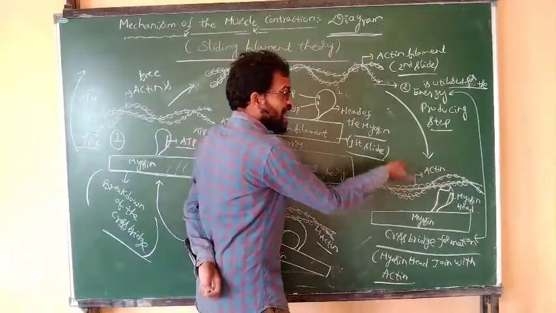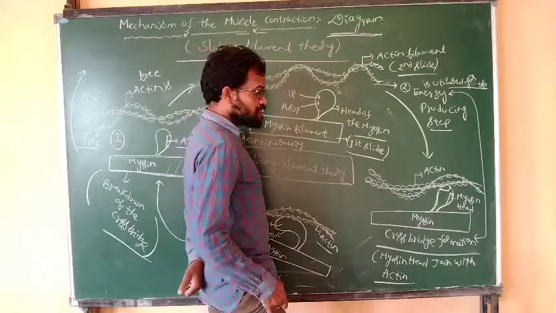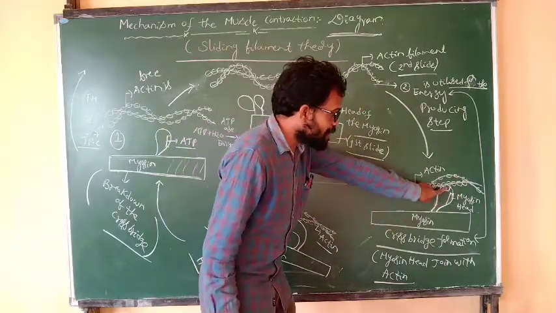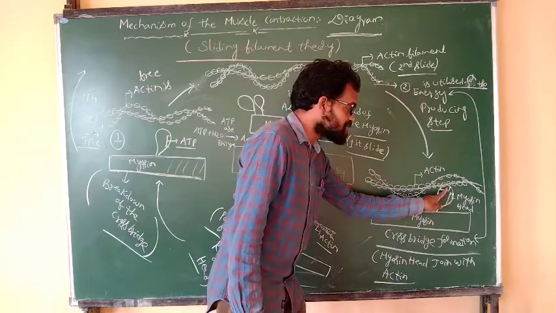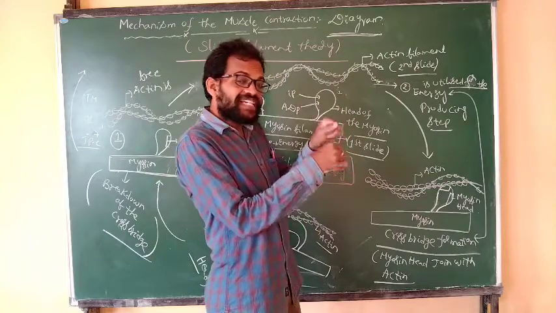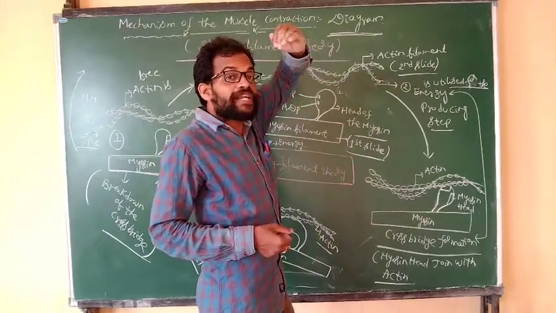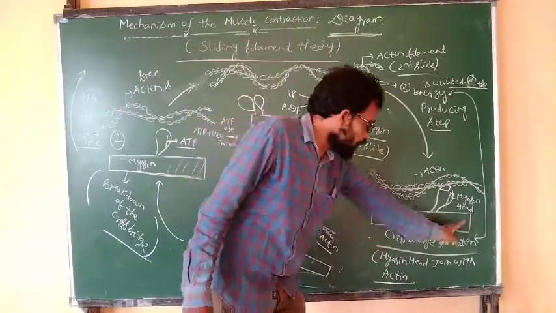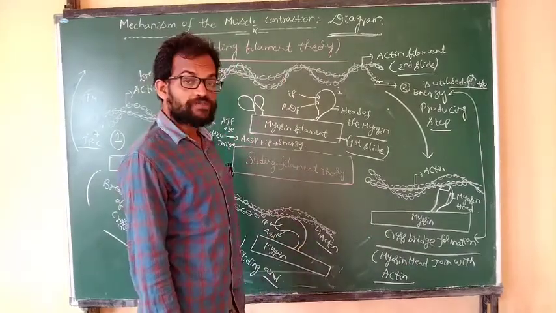The active site of the actin is exposed. Whenever the active site of the actin is exposed, the myosin head, which consists of two sites, one the actin binding site and one the ATP binding site, attaches its actin binding site to the active site of the actin. Whenever the active site of the actin is bound to the myosin head, it is the formation of the cross bridge. Cross bridge formation is the myosin head joined with the actin.